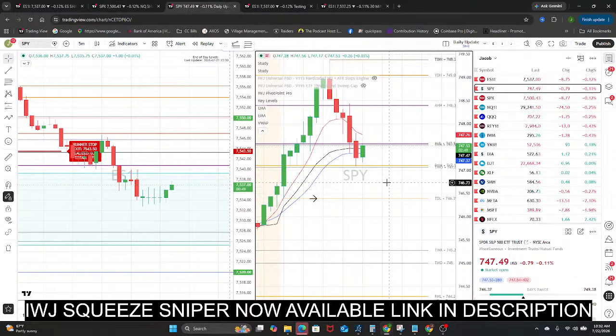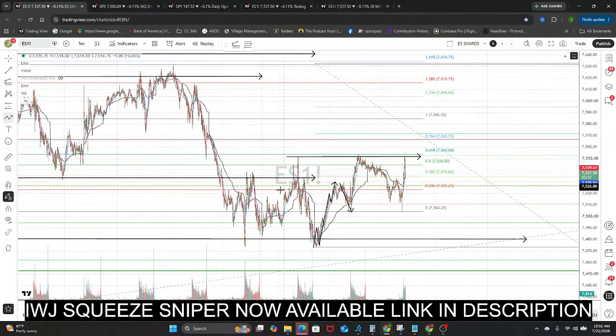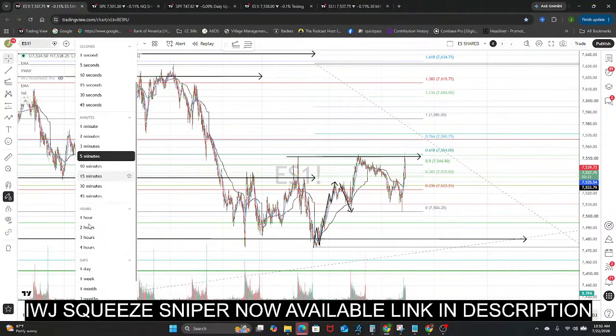Was July 2025 flat trading? July tends to be bullish. I don't think so. I'd have to go look. Let's go look. Let's go to the daily.